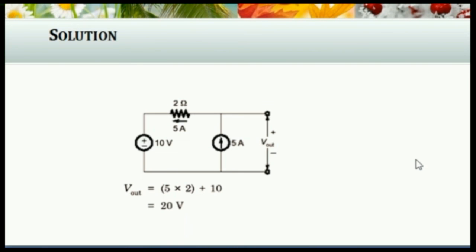Solution. The current 5 ampere is flowing through the resistor. So the voltage across the resistor is 10 volt. Current entering point of the resistor is positive and other end is negative. Therefore, two sources get added. 10 volt from the source and another one is from the voltage across the resistor. So equal to 20 volt.